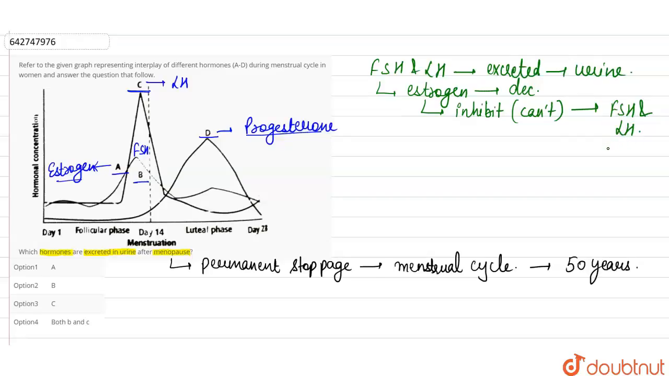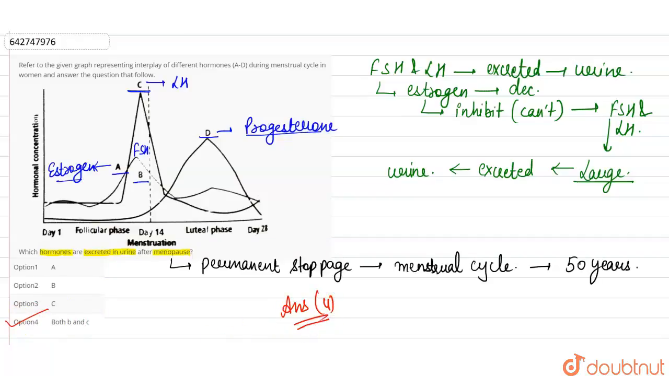So instead, the gonadotropins, that is FSH and LH, mainly FSH, are produced after menopause in large and continuous quantities. Because they are produced in large amounts, their excretion in the urine becomes more and more after menopause. So we can say that both B and C are the correct answer, and option 4 is the correct answer here.